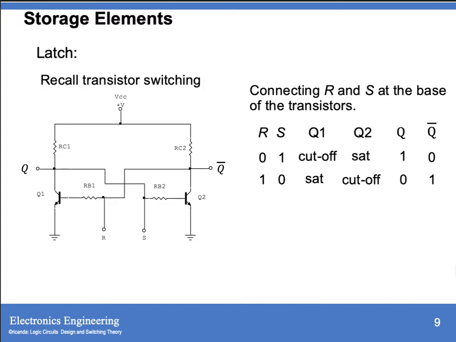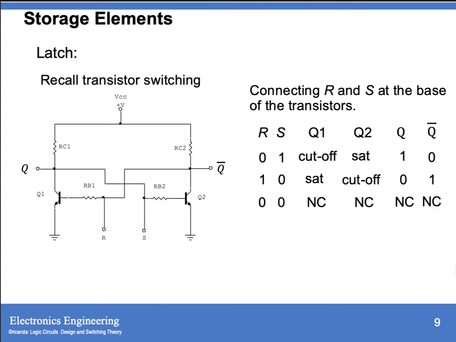When both transistor bases are connected to ground, what is the state of the transistors? They will remain unchanged. Transistor 1 will not change, and transistor 2 also will not change. Your output is no change.